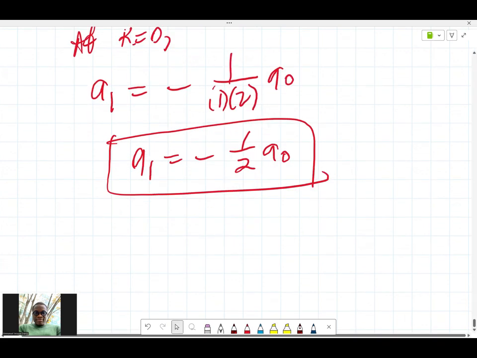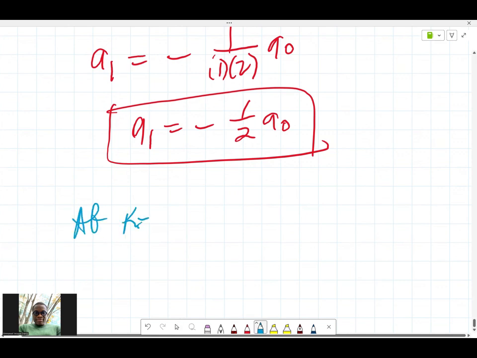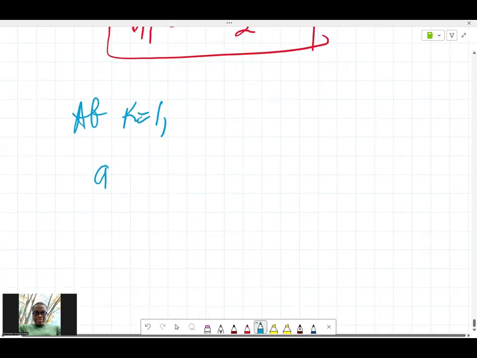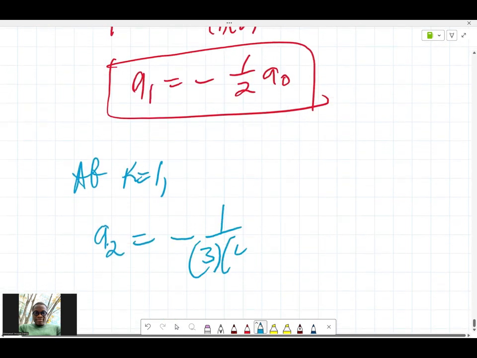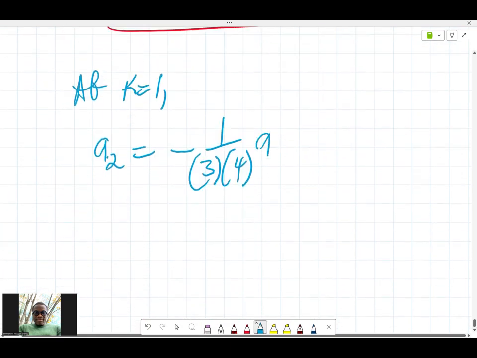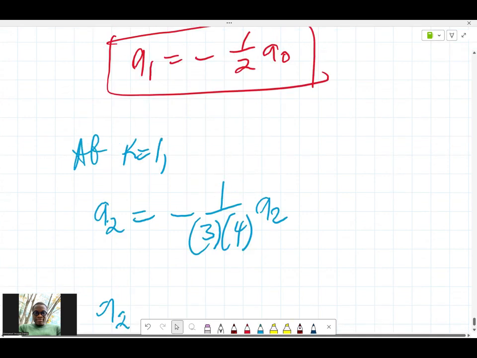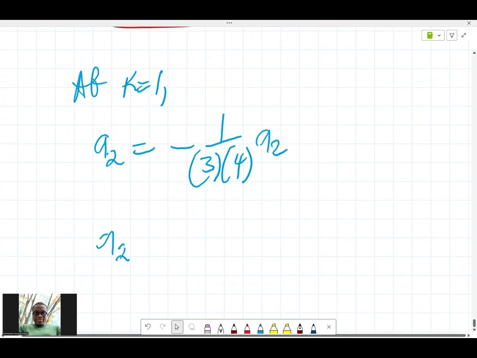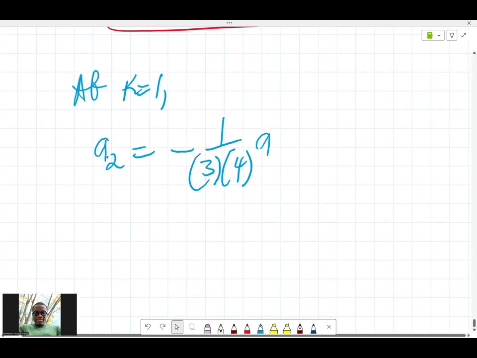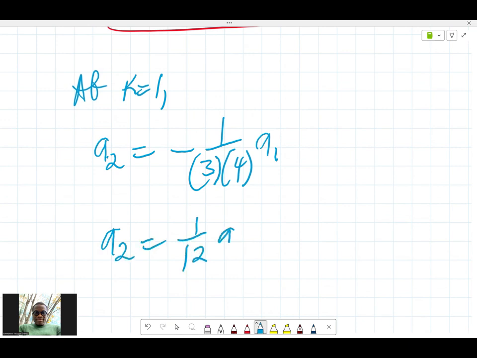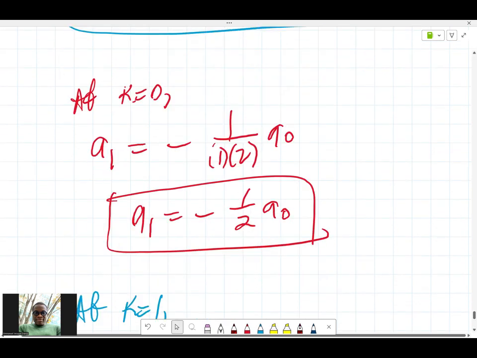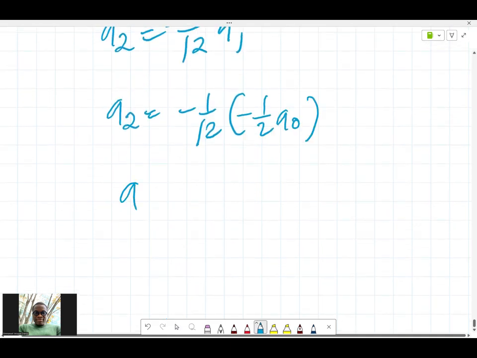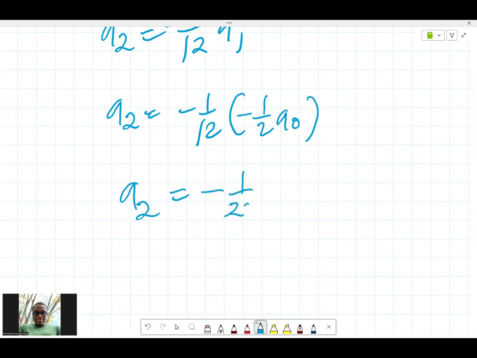We keep that. And the next thing, at k equals 1. So we go there again. So that is a2. a2 is now minus 1 over 2 plus 1, 3, 2 plus 2, 4. Then a2. So this is a2. Not a2, that should be a1, right? Yes, this should be a1 because k is 1. So a2 now is minus 1 over 12, a1. So a2 equals minus 1 over 12 into a1, which is already minus half a naught. So a2 is equal to minus 1 over 24 a naught.